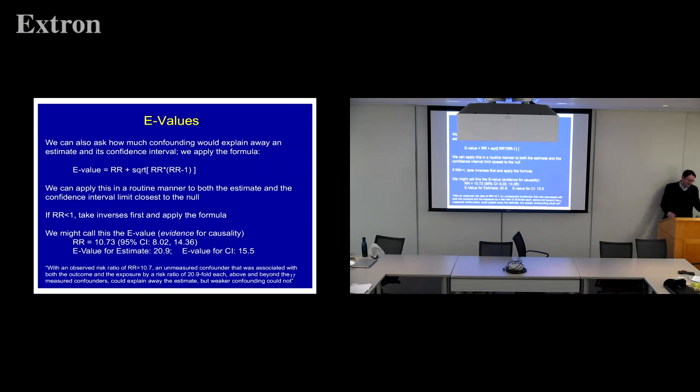And to explain away the confidence interval, an unmeasured confounder that was associated with both the exposure and the outcome by factors of 15.5-fold each, above and beyond the measured covariates, could shift the confidence interval to include the null, but weaker confounding could not.